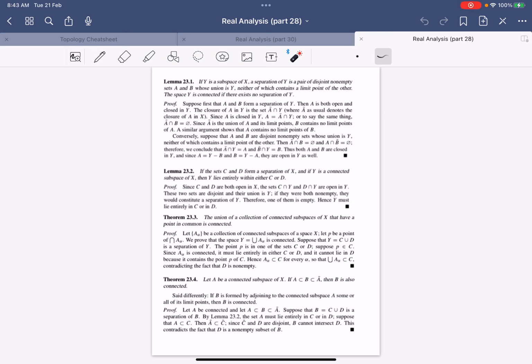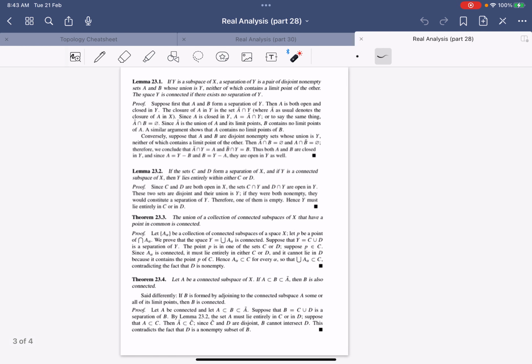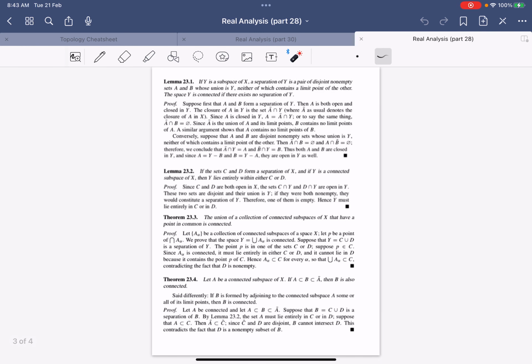And so another property is that unions of connected spaces that have a point in common are connected. And the reason for that is because if not, we can find a separation. So usually when we want to prove things about connectedness, we assume that the space isn't connected first, because then we can make use of the property of having a separation and leading to a contradiction. So I would say that if you practice more, you realize that you want to use proof by contradiction when you're dealing with connected spaces.